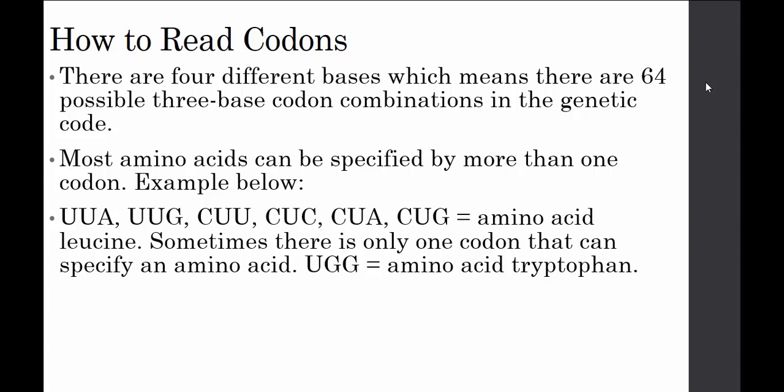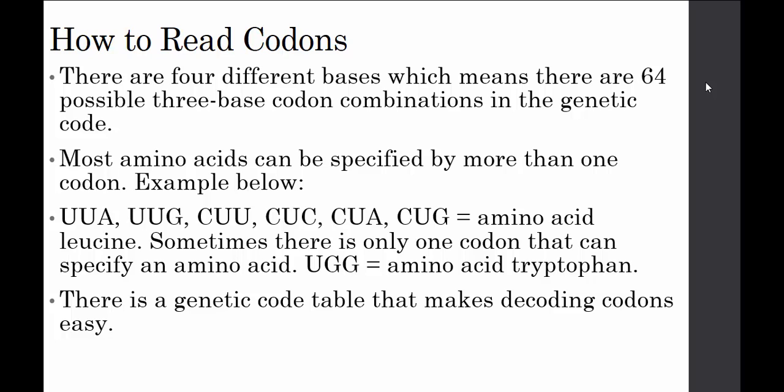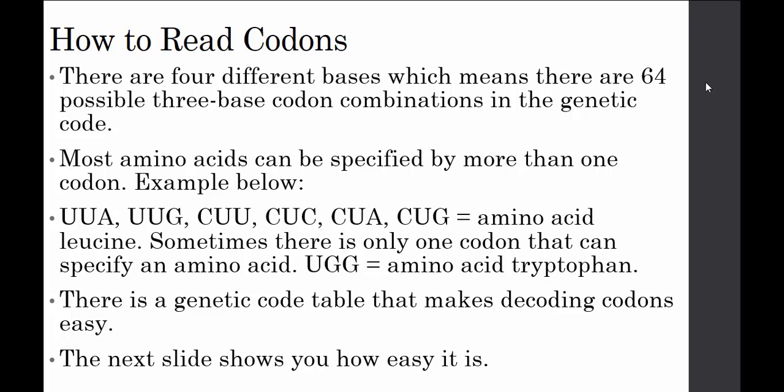Now, sometimes there's only one codon that can specify an amino acid, like UGG. That's the amino acid tryptophan. Now, there is a genetic code table that makes decoding codons super easy. In the next slide, we're going to show you how easy it is.